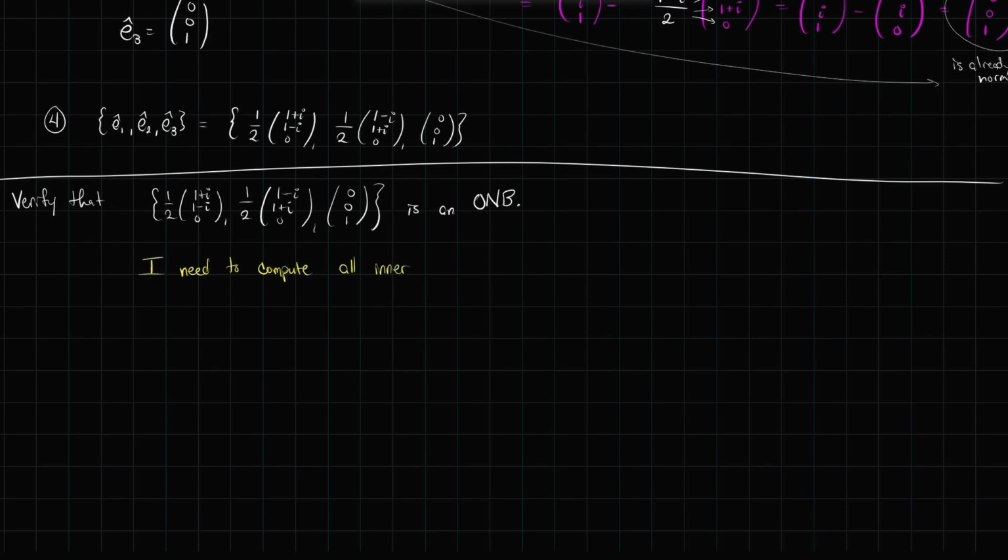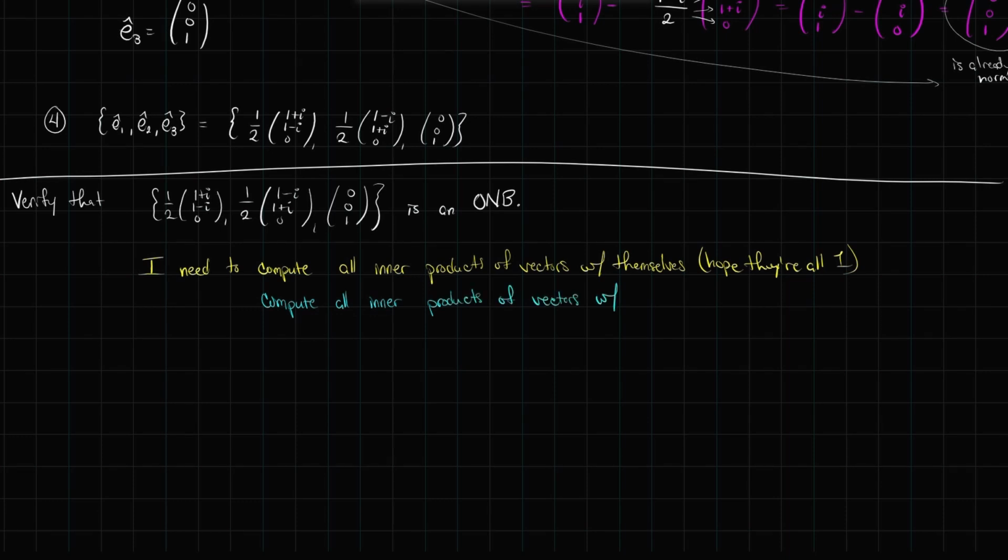all inner products of vectors with themselves, and I hope they are all 1. And I need to compute all inner products of vectors with each other and hope they are all 0. So let's do them with themselves first.